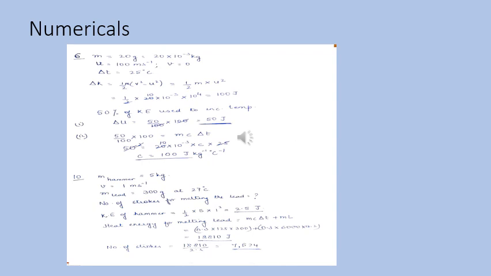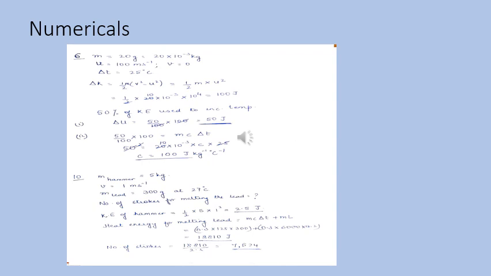In this, a bullet of mass 20 gram strikes a target with a velocity of 100 meters per second and comes to rest. So the final velocity is 0. 50% of the kinetic energy is used to increase the temperature by 25 degrees. You have to calculate the increase in the internal energy of the bullet due to rise in temperature and the specific heat of the material of the bullet.